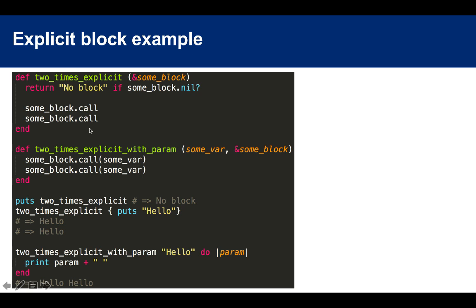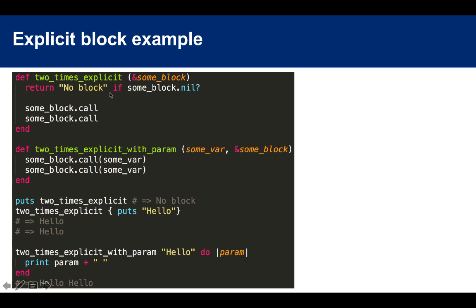So for the explicit, well, let's see an example of that. You have a two_times_explicit method that takes in some_block as a parameter, right? So this is not really a method parameter, but it's a block, and it's always passed in as the last parameter to a method. So that's what this ampersand means. It's telling the method this is not really a parameter, this is a block. And then you could test for it.